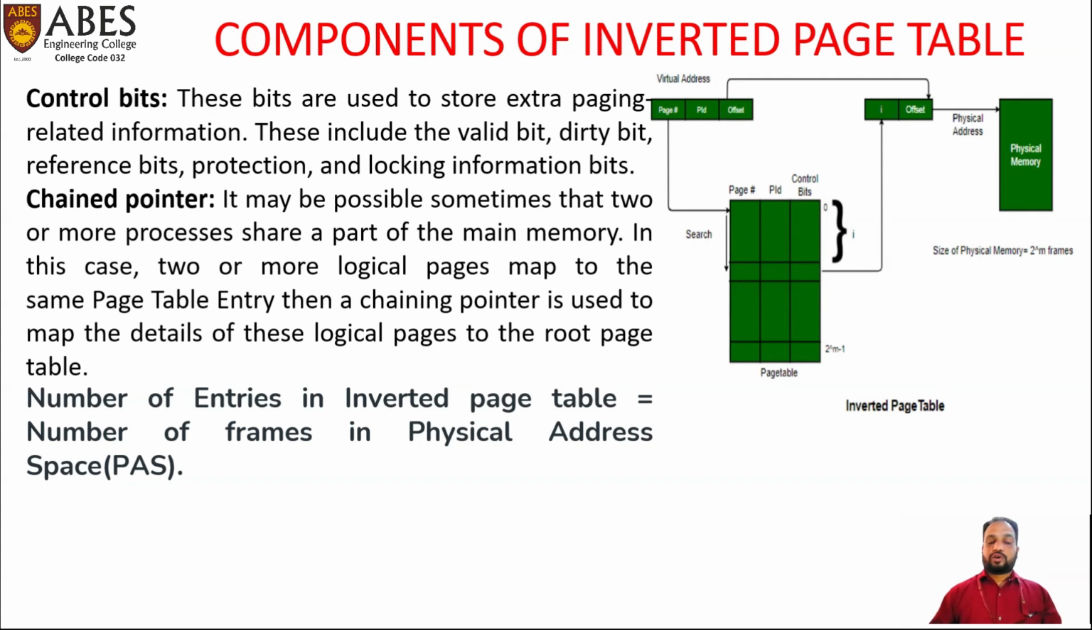There is one important formula. The number of entries in an inverted page table would be the number of frames available in the physical address space, which is calculated with the help of 2 to the power n frames.